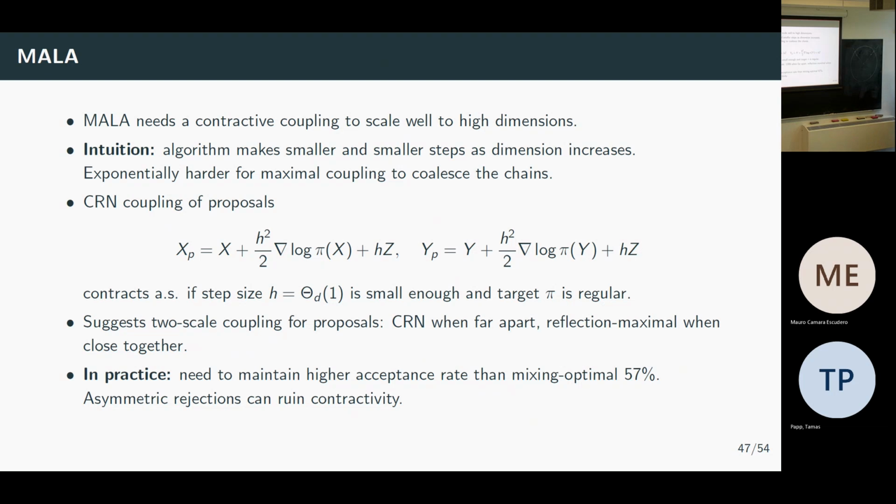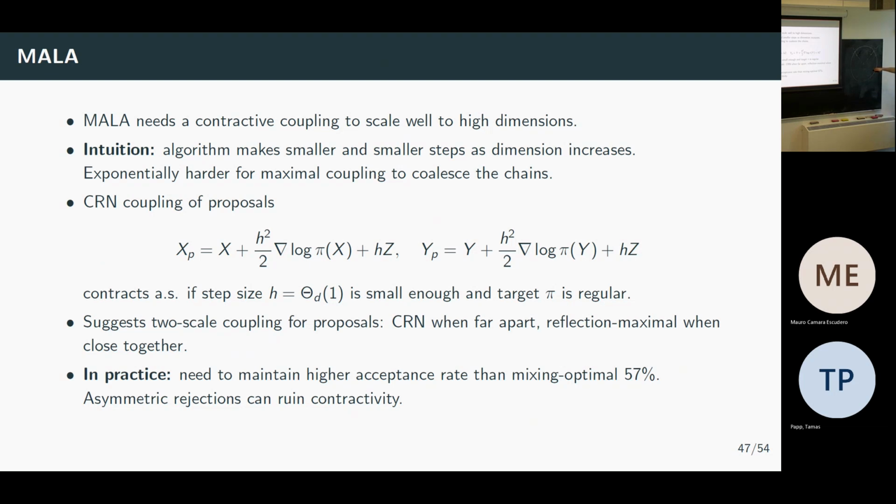Right, so you can guarantee that the proposals move closer together, but then you need to be careful, because if you don't also accept both proposals or reject both proposals at the same time, then this contraction can break down, because the x chain moved away but the y chain stayed fixed. On average, it will move away when one chain accepts what the other rejects. So you need to be careful.